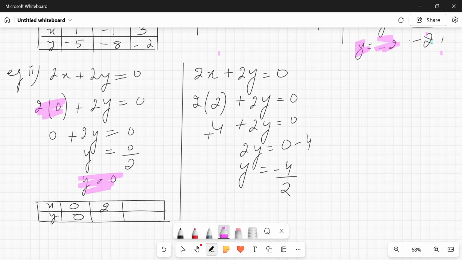I got this 2 from here, right? It was multiplying over there. So 2 times 1, 2 times 2. So it gives you y is equal to minus 2. When x is 2, your output, I mean your y, is negative 2.